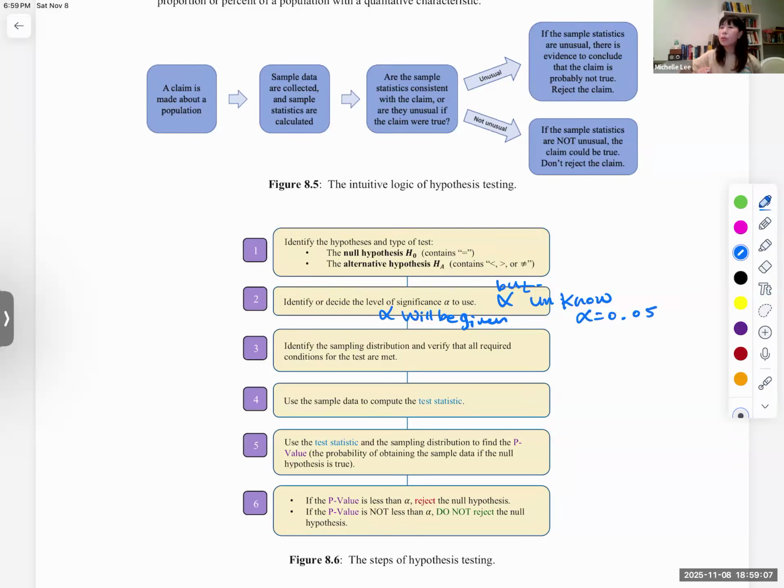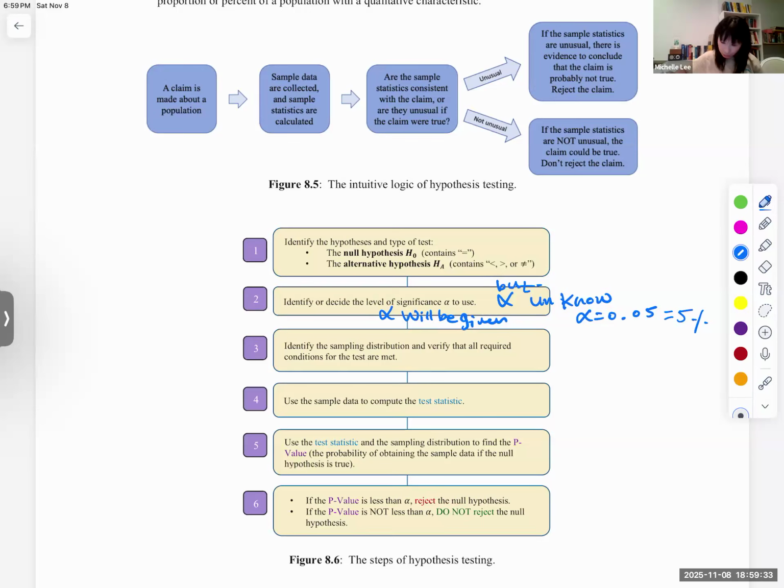So we talk about the unusual, right? So probability is unusual when the probability is less than 0.05, which is 5%. That's why if alpha is unknown, then we are using the unusual part, which is 0.05, which is 5%. Yeah. Okay.